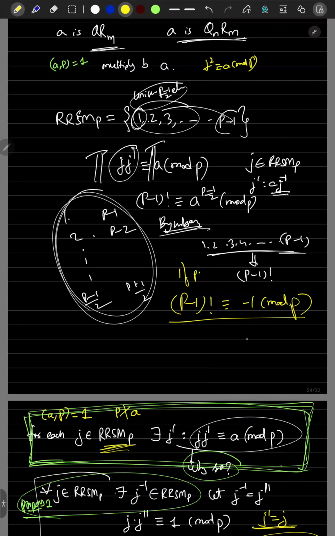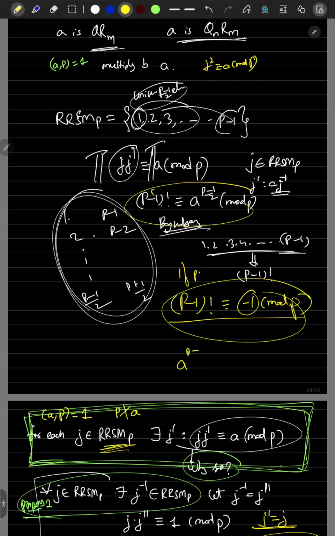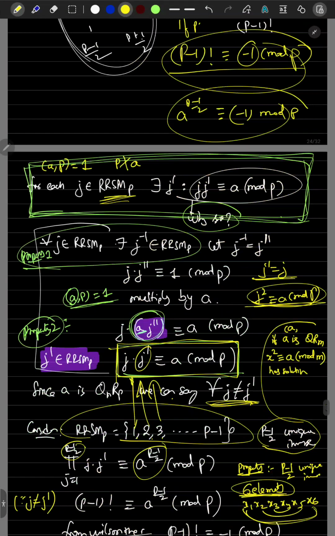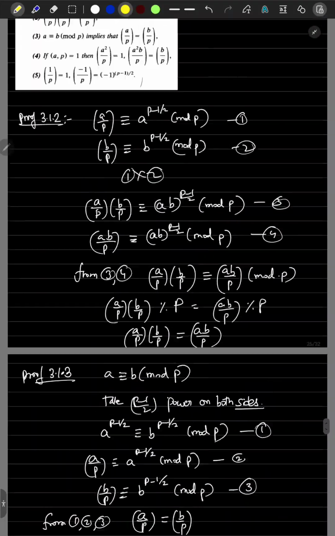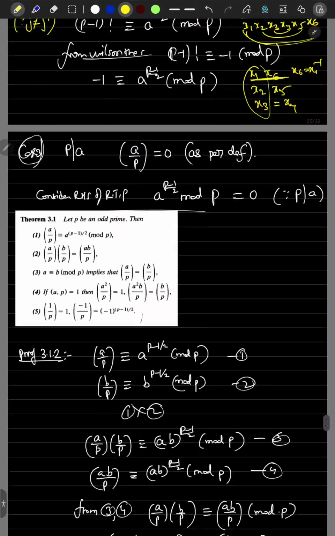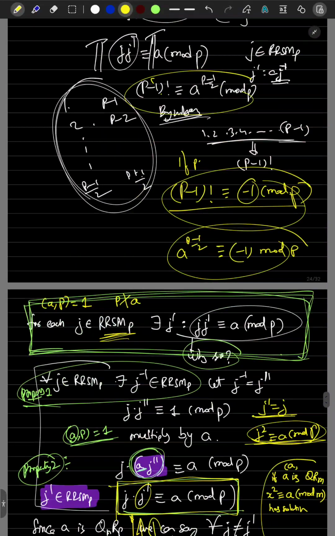So from these two, can I write this as equal? Can I write -1 here? A^((P-1)/2) is congruent to -1 mod P, like I told in the previous class. So finally we have reached here. By reaching here, can we conclude like this?